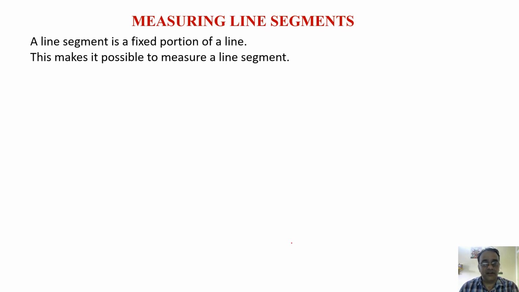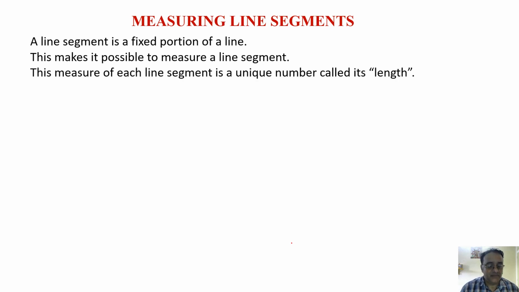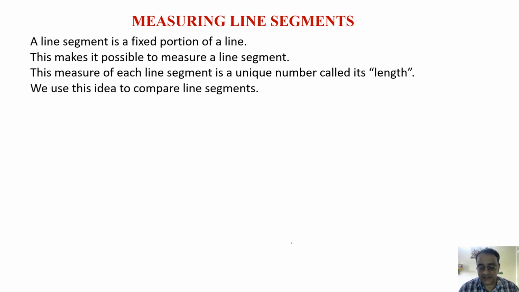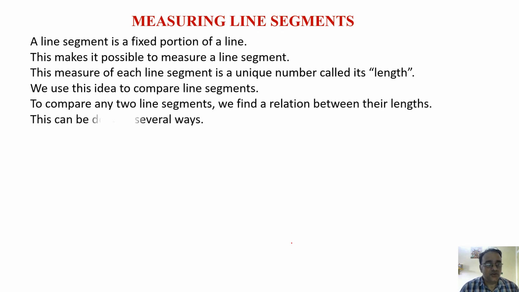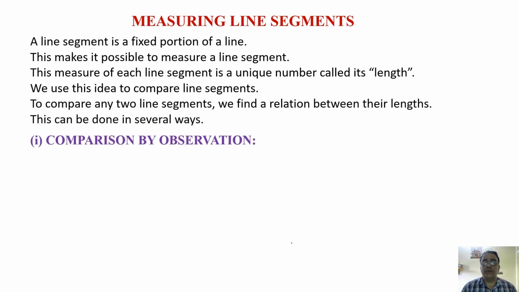उसमें एक term हम लोग use करेंगे, length. And we use this idea to compare two line segments, to compare many line segments. To compare any two line segments, we find a relation between their lengths. And this can be done in many ways. Some of the ways we are going to learn today. So first is comparison by observation, right? This method is very easy, but it is not suitable for all the examples.